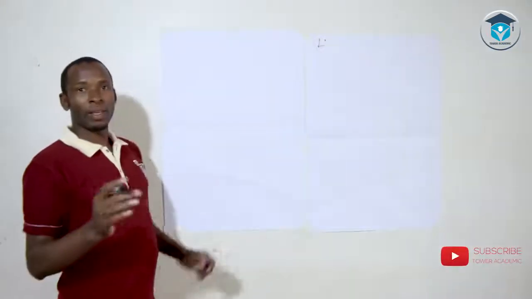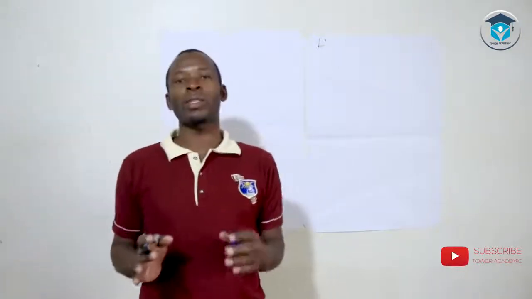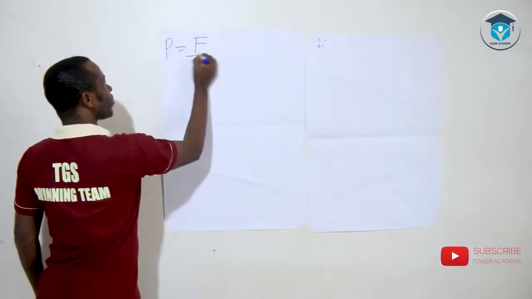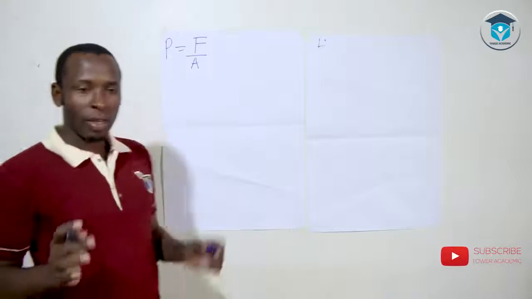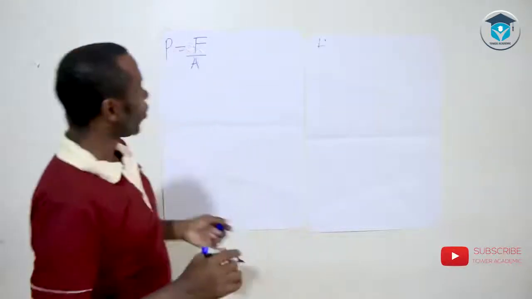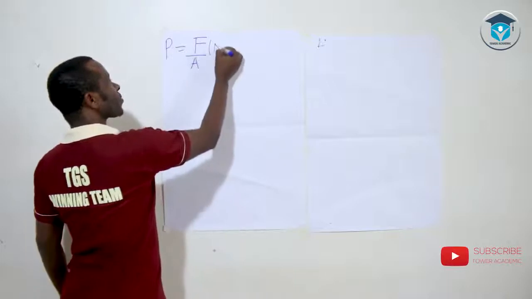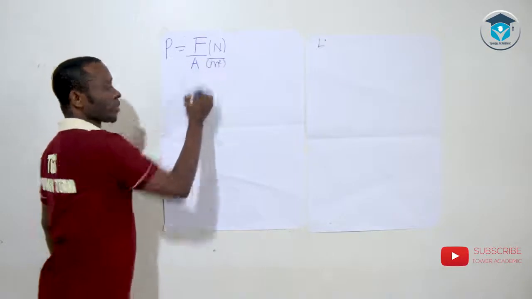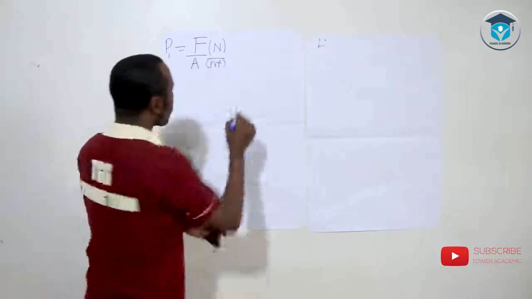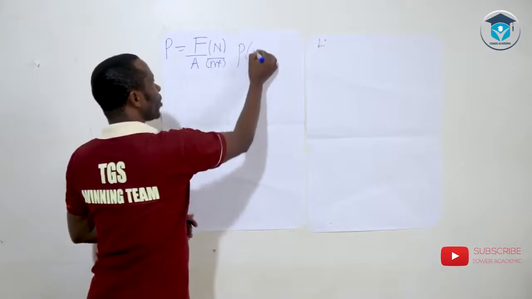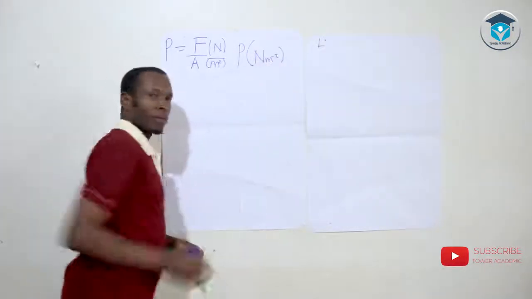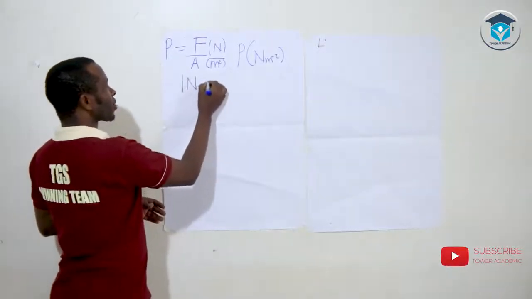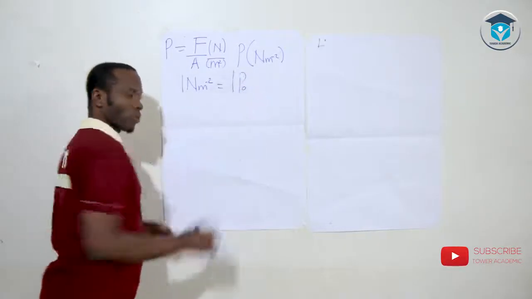So pressure is basically force acting normally per unit area. Now, to derive the SI unit of pressure, we know that force is measured in newtons, and area is measured in meters squared. It means that our pressure will be measured in newtons per meter squared. But fundamentally, 1 newton per meter squared is equal to 1 Pascal.